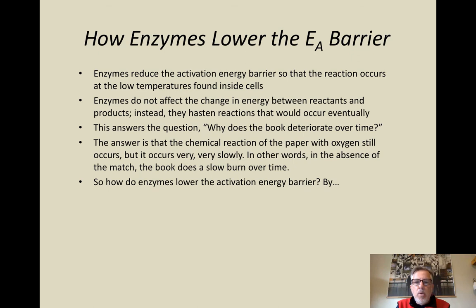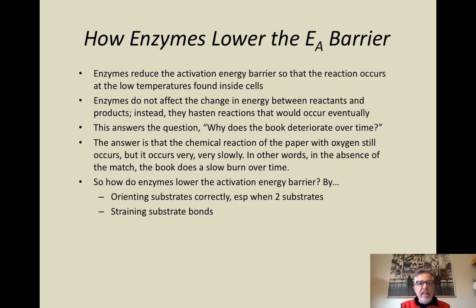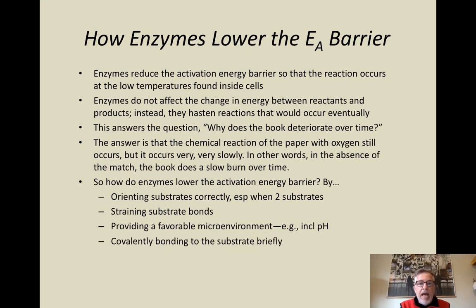How do enzymes lower the activation energy? We still want to know that. And they do it by several things. They do it by orienting the substrates correctly. In other words, if there's two substrates, they hold them in just the right way, so they increase the likelihood that they'll react. They strain the bonds in the substrates physically, they twist them. They can provide a favorable microenvironment, such as a high or a low pH. And they can actually bond to the substrate briefly and change the reactivity of the electrons in the molecules. And so they make it more likely that the chemical reaction will occur.